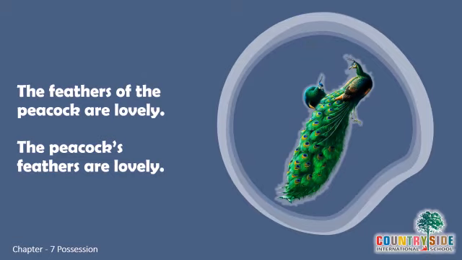The feathers of the peacock are lovely. The full sentence is given. And what is the sentence talking about? It is talking about the feathers. And whose feathers were they? They were the peacock's feathers. So how will you write? The peacock's feathers, and the rest of the sentence remains the same. Are lovely. So you will change only the first portion. You will remove the "of" at the beginning. The peacock apostrophe s feathers are lovely.